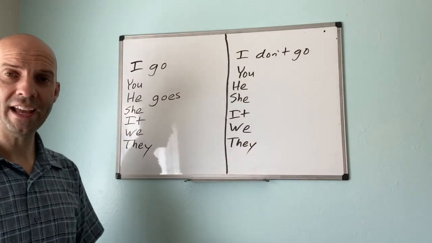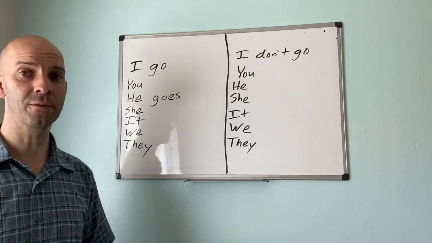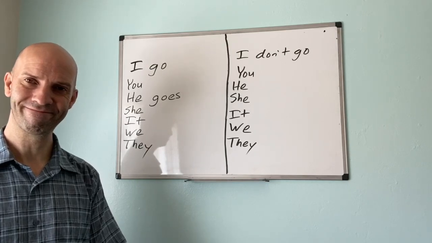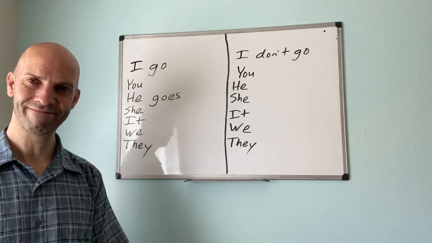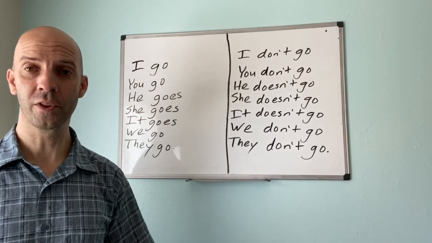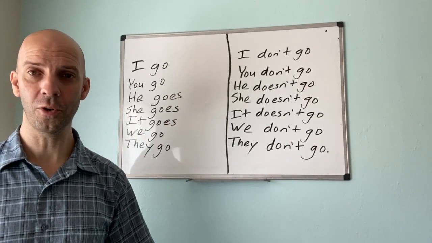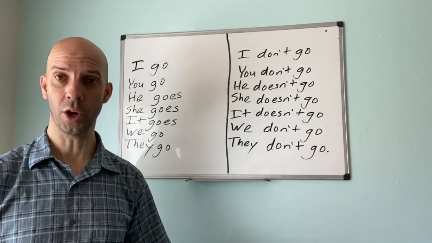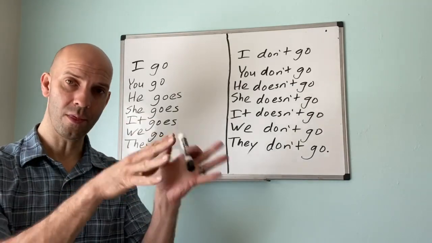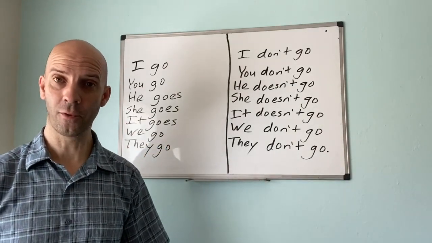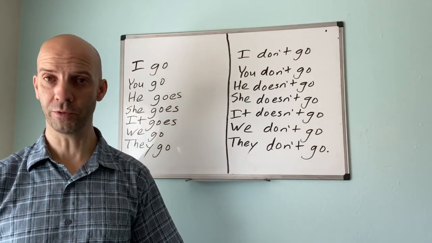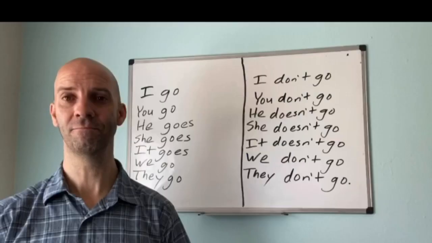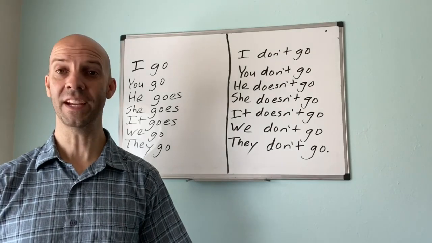I want you to go ahead and write the conjugation for go in the affirmative form and in the negative form. The conjugation for the verb go in the affirmative is I go, you go, he goes, she goes, it goes, we go, they go. In the negative form, it's I don't go, you don't go, he doesn't go, she doesn't go, it doesn't go. We don't go, they don't go.